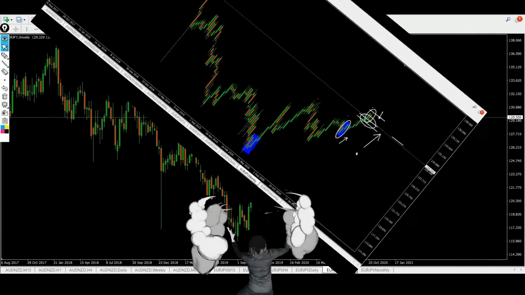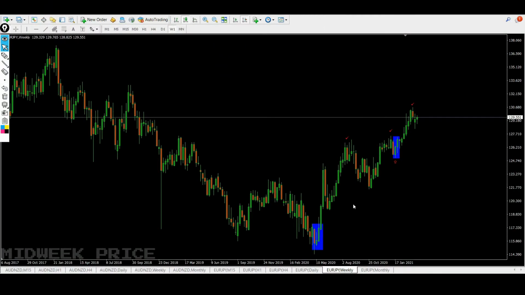Okay, let's talk midweek price. Okay, we'll stay on this weekly chart. Let me walk you through the setup that we were looking at for the past couple of months. Okay, so we had a strong long trade here. Then we had a weak short trade. And so we were looking for long entries right back up to this pivot high as a target.